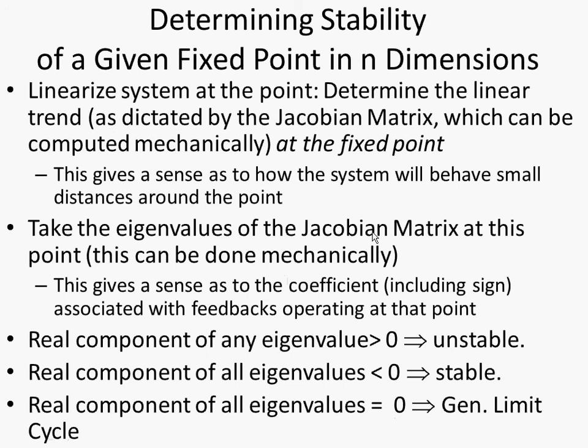Now, if the real component of any eigenvalue is greater than 0, then it's unstable. Divergent. If the real components of all eigenvalues are less than 0, it's going to be stable. And if the real components of all eigenvalues are equal to 0, you're going to typically have imaginary eigenvalues, which are fun things to deal with. But they're going to be associated with limit cycles.